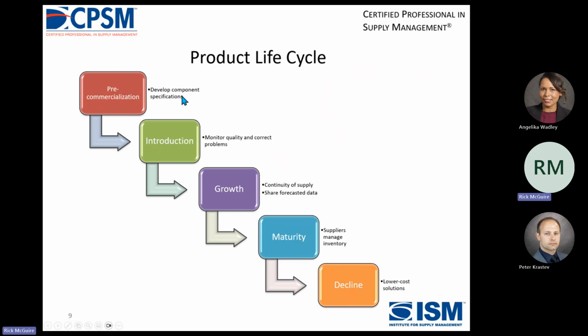Pre-commercialization, which is R&D and development. And you introduce the product, monitor quality and correct problems. And you've got product growth, hopefully, which is the big issues there, continuity of supply and shared forecast data. Then you've got maturity, and this is where supplier managed inventory and outsourcing come in. And then decline is really where outsourcing can come in. You have somebody else build the lower volume stuff.